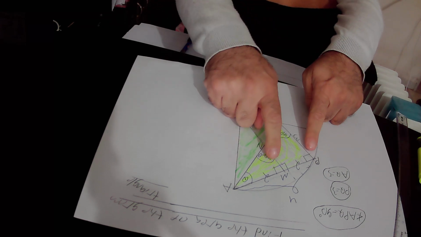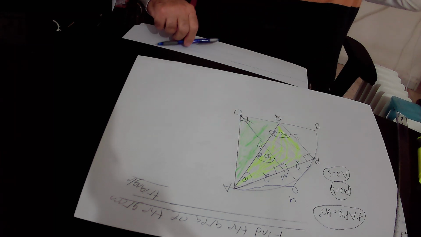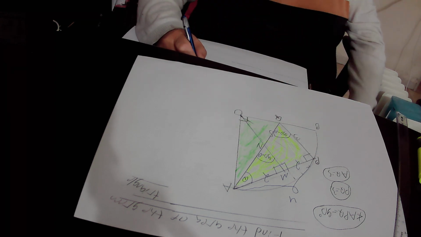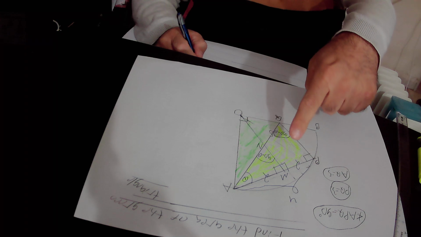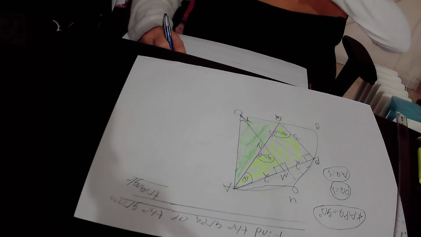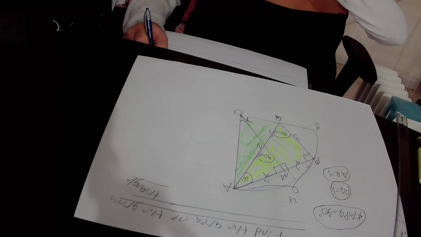First of all, those two angles are both equal to 90 degrees, therefore they are equal to each other. So this angle APQ in the big triangle is equal to this angle AMN in the small triangle. They are both equal to 90 degrees, therefore they are equal to each other.